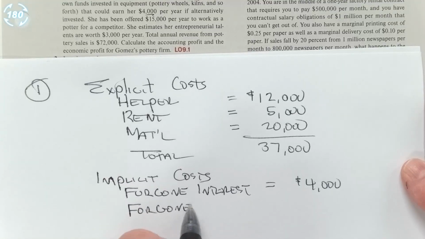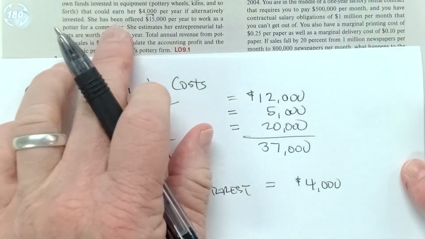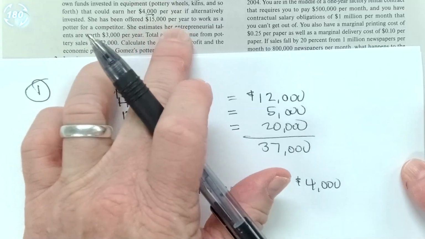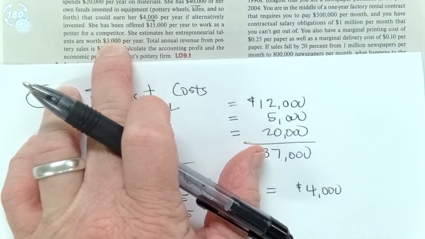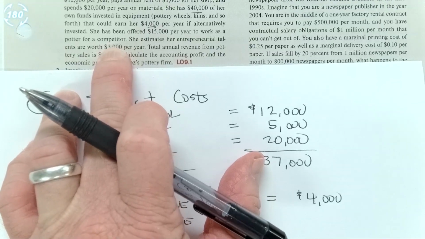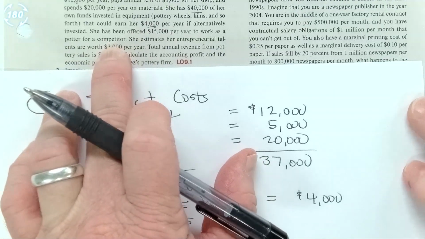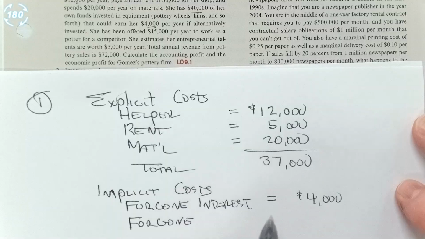She's given up, talks about she's been offered $15,000 a year to work as a potter for a competitor. So she's got a choice to make. Does she work for the competitor or does she have her own business? So if she has her own business, she can't work for the competitor. So there's a foregone salary. Does that make sense? Foregone salary here of $15,000.